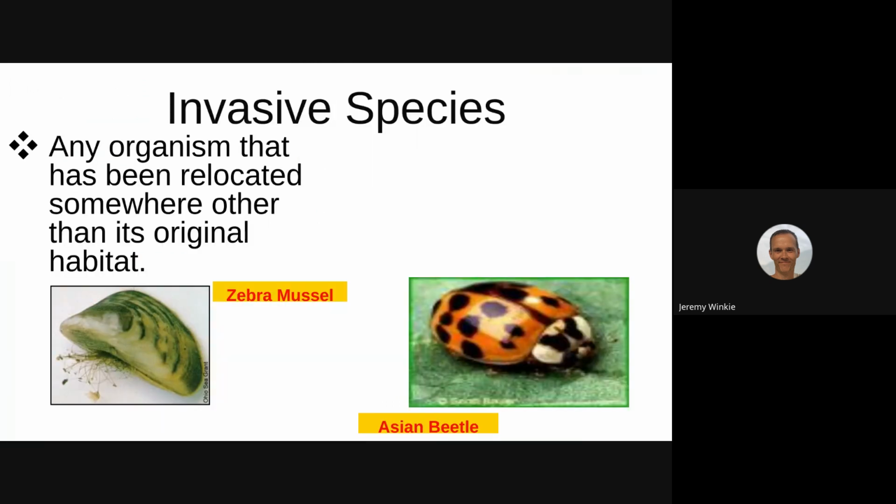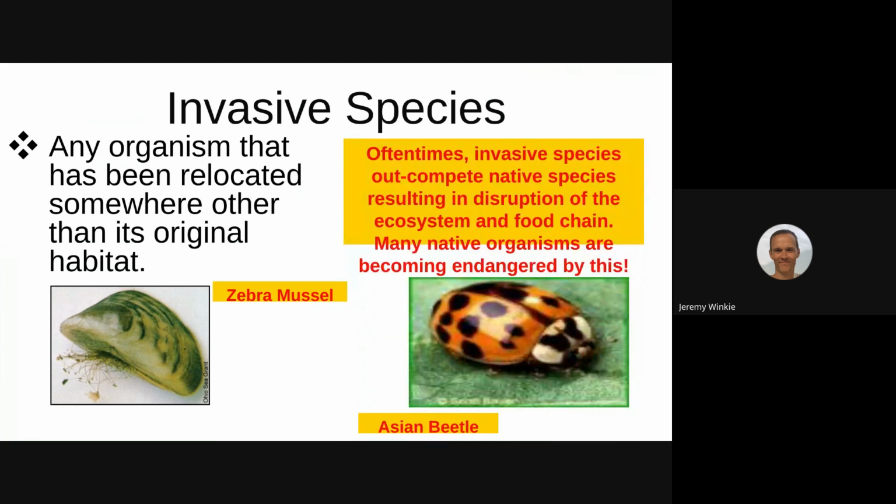For the I in HIPPO, we have invasive species, and that means any organism that's been relocated somewhere other than its original habitat. That's usually going to be from humans. Usually, the invasive species is going to be really good at outcompeting local species, and it's going to throw the food chain out of whack. Some organisms end up being endangered just because of the introduction of a new species.